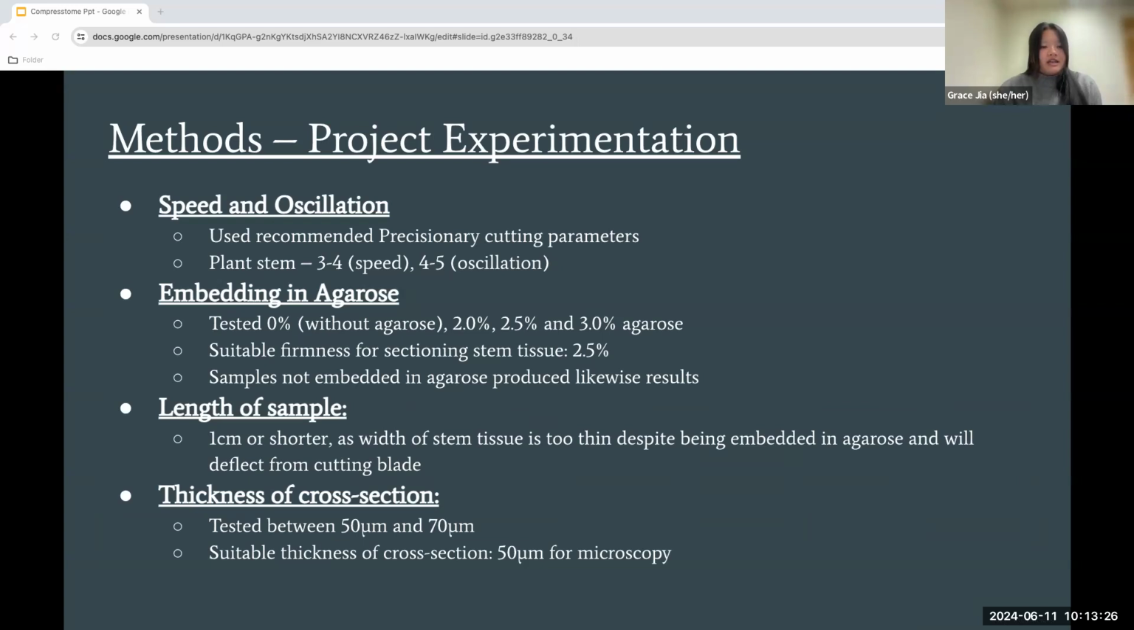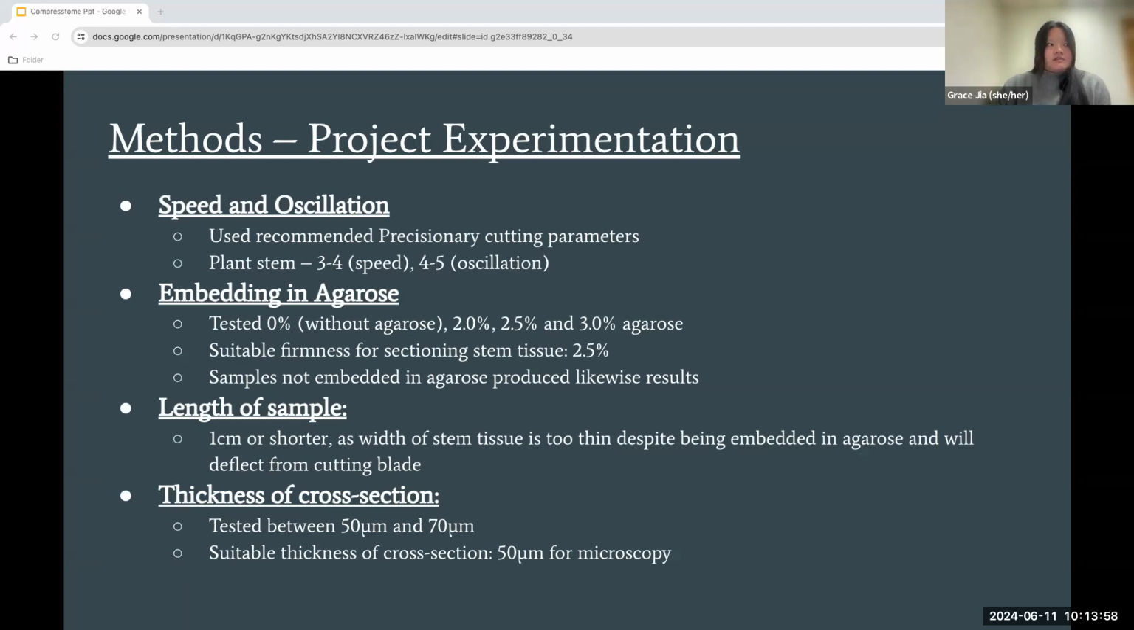In terms of embedding in agarose, we tested 0%, which is no agarose, 2%, 2.5%, and 3% agarose firmness. The suitable firmness for sectioning stem tissue, if you wish to embed it in agarose, is 2.5%, which is just a little bit over the recommendation that Precisionary Instruments had discovered. But also samples not embedded in agarose produce likewise results.